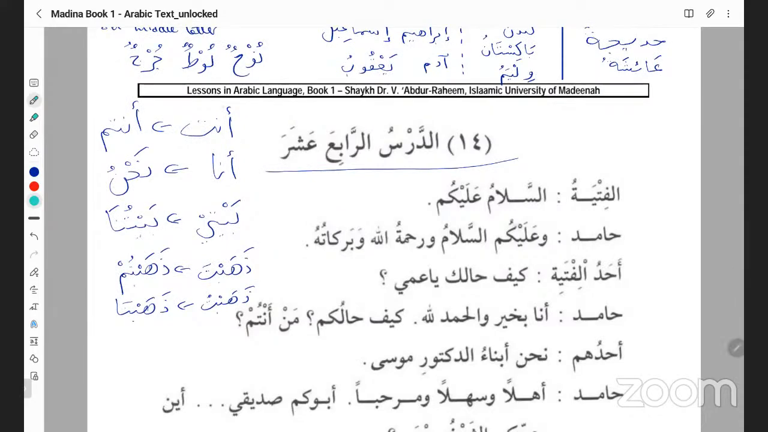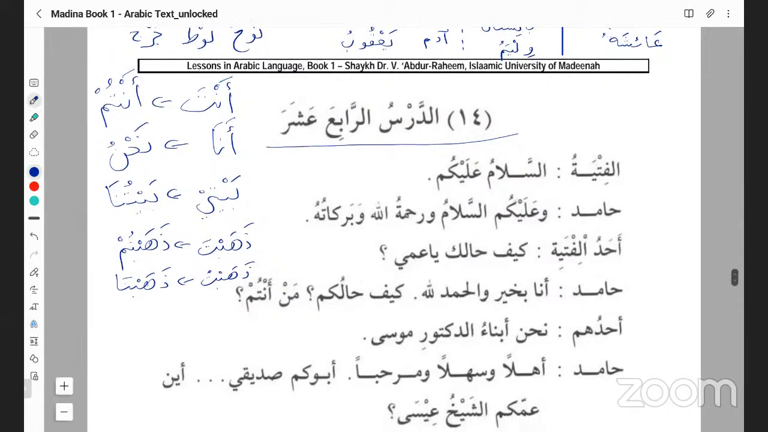So we have anta, the plural of anta is antum. We've done this before, but this is just a recap. Anta means you, and the plural of that is antum, you all. And ana, which means I, and the plural being nahnu, we. Then when you have the mudaf ilayh construction, an attached pronoun, these are the detached pronouns, and they are attached. So the attached pronouns, we have bayti, my house, and baytuna, our house.